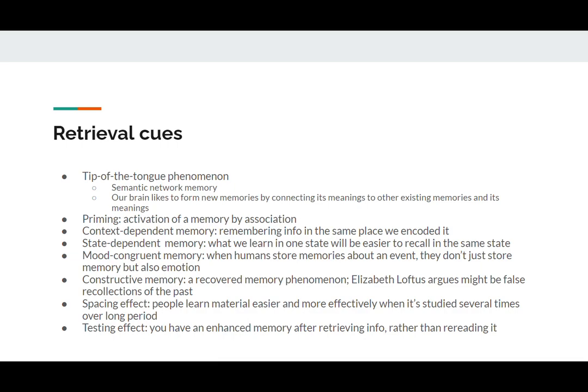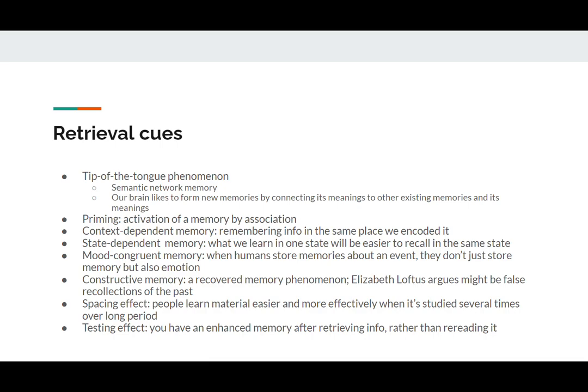Another memory retrieval cue is mood congruent memory, and this states that when humans store memories about an event, they don't just store the memory, they also store the emotion they felt at the same time along with the memory. Therefore, if you are sad, you will begin to recall unhappy events. If you are happy, you will begin to recall other happy events.